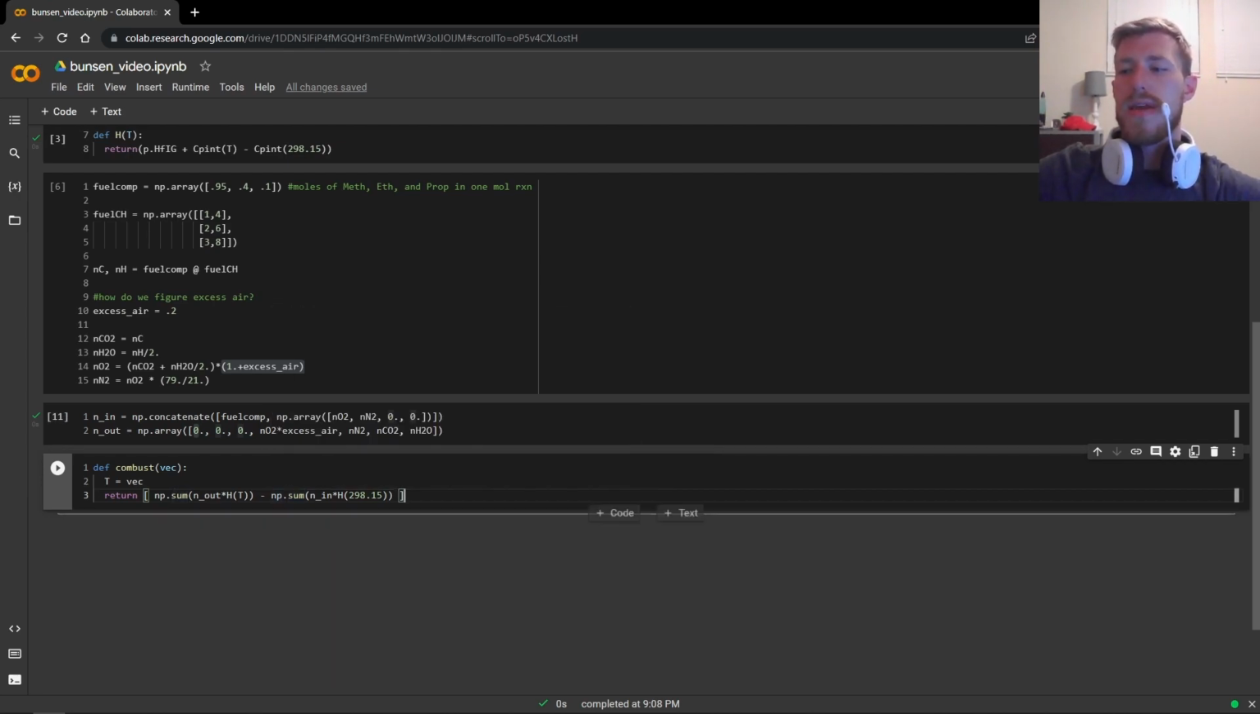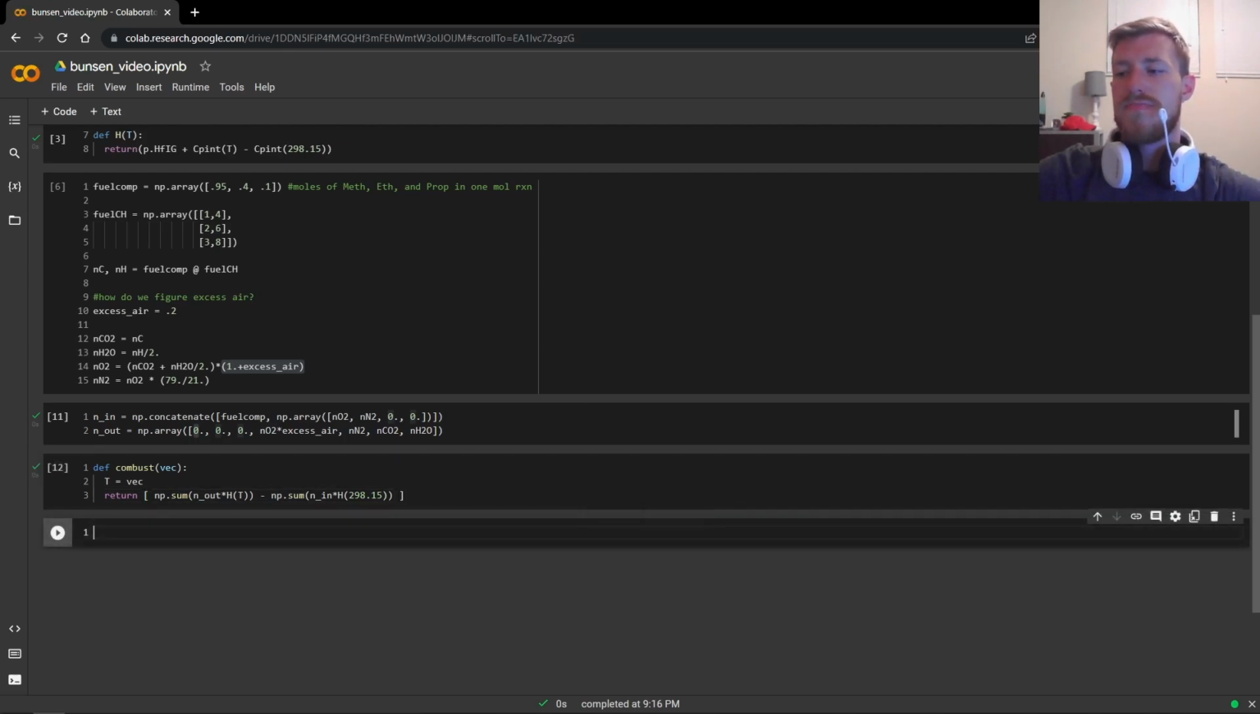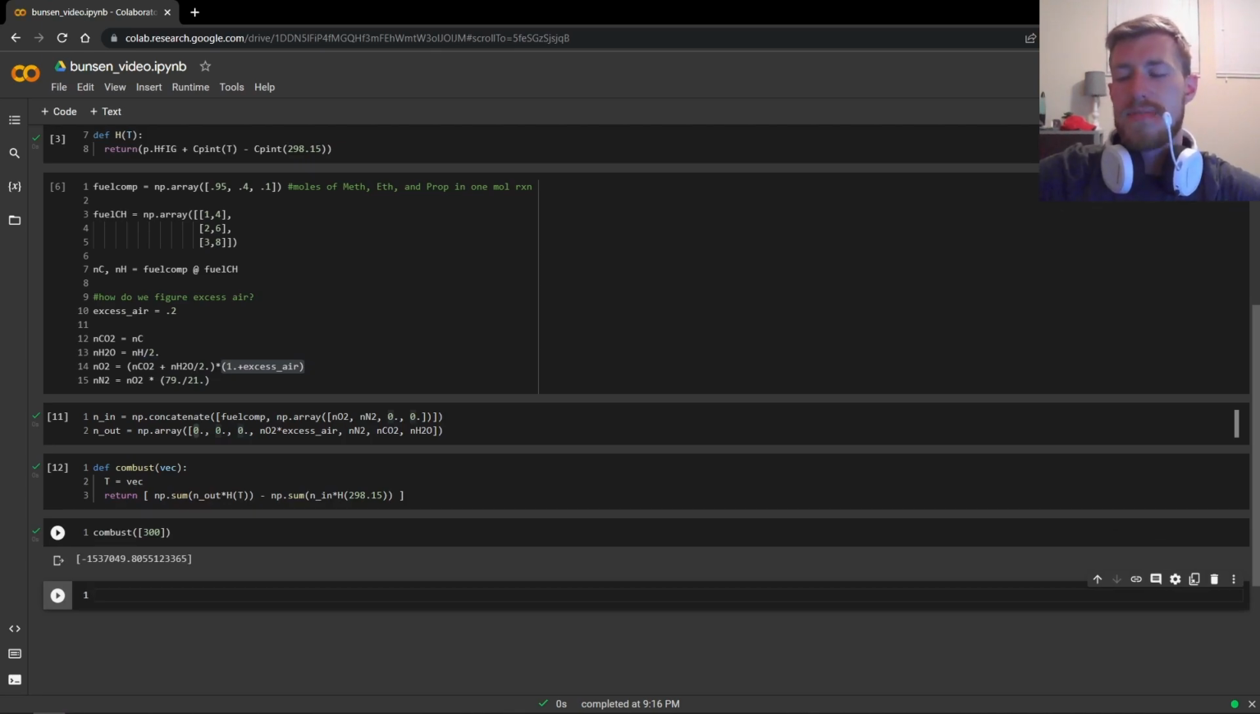So if we run this, it's just defining our function. Make sure again that it's closed. This is properly returning an element. So for example, if we run combust right here with a vector, because again we need to take a vector, and we say 300 degrees Kelvin, it pops out an amount of energy of 153. Actually, that's a lot bigger number than I think it would be.